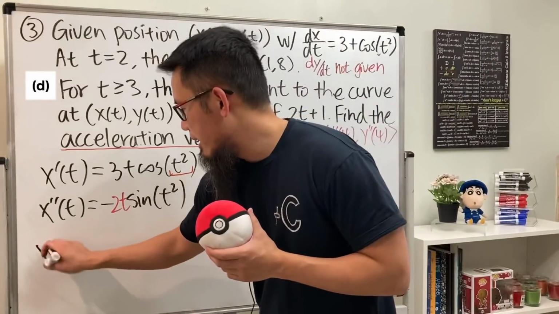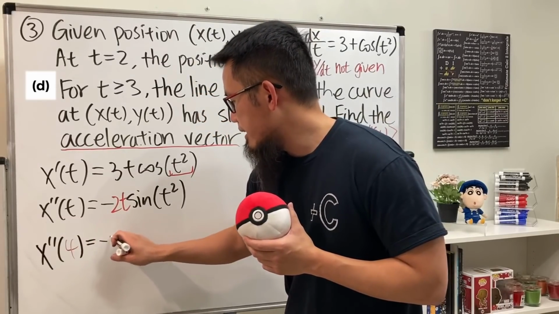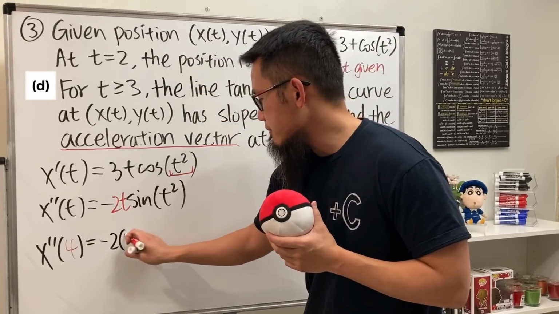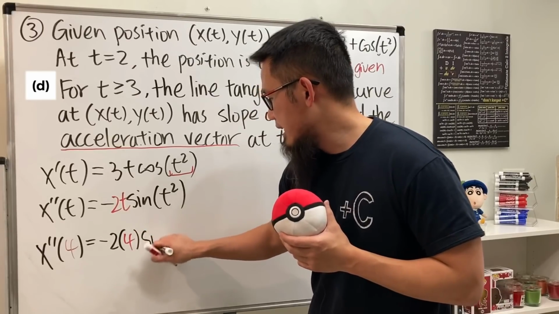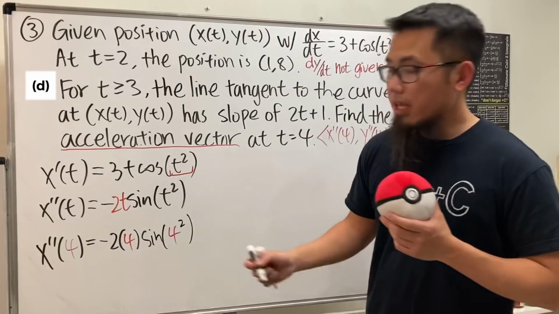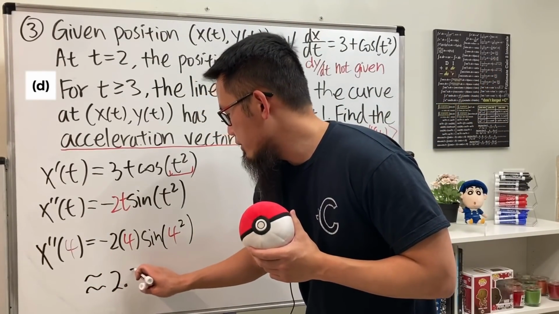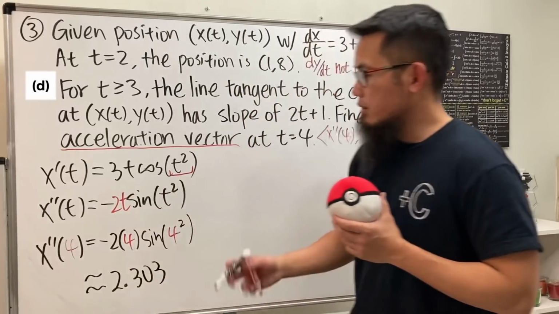And now just plugging in 4. So we get x double prime at 4. This will be -2 times 4, and then sine of 4 squared. And again, use your calculator. This right here is approximately 2.303. So that's it for that.